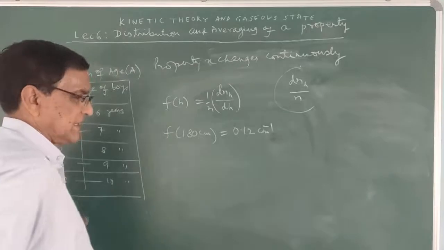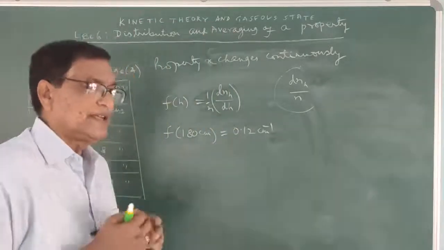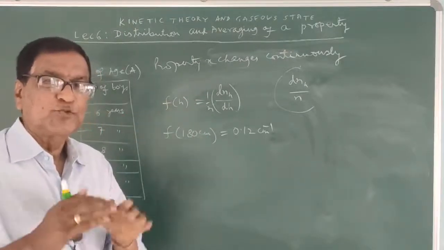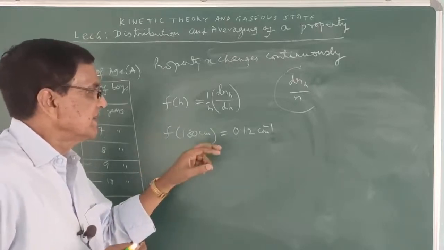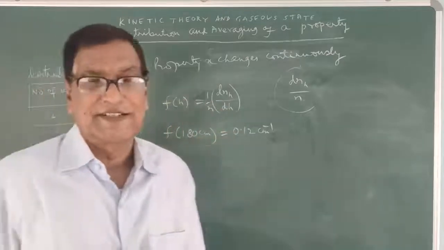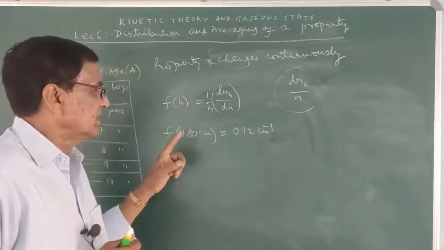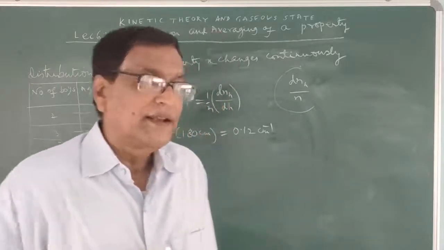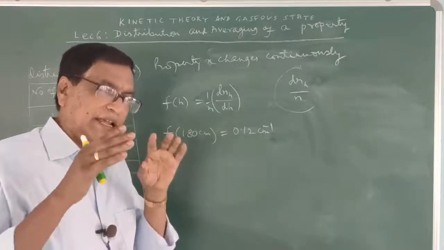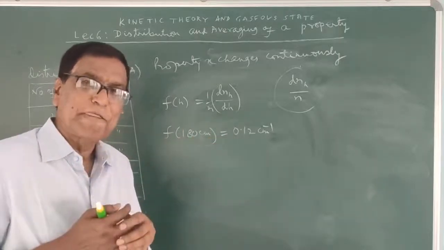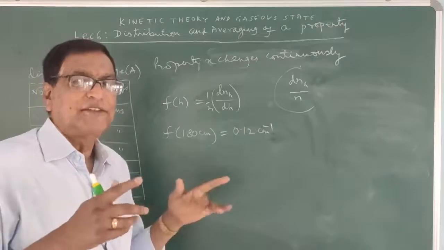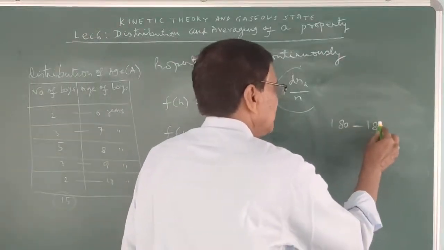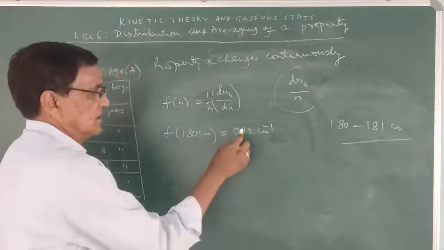So it means that in that group of people, the probability of a person to have this height 180 centimeter within the range 1 centimeter is 12%. Or you can say, if you choose randomly in a group of people, then among 100 persons, only 12 persons will have the height 180 to 181 centimeter.